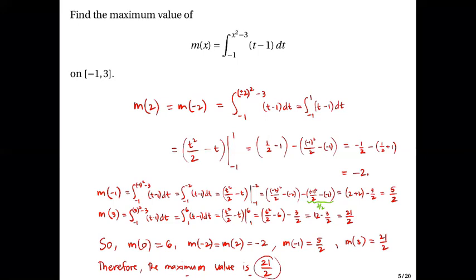So take note, we are only interested in the maximum value. If I ask you where does the maximum value occur, then you have to write x equals 3. That's where this maximum value occurred.